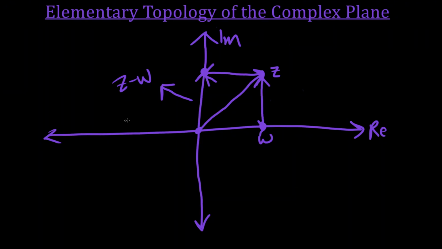And so how do we actually take the length of this vector, z minus w? Well, we simply take its modulus, right? Because that'll give us the distance from the origin to the point z minus w, which is right here. And so this is how we define the distance between two complex numbers. The distance between two complex numbers z and w is the modulus of z minus w.